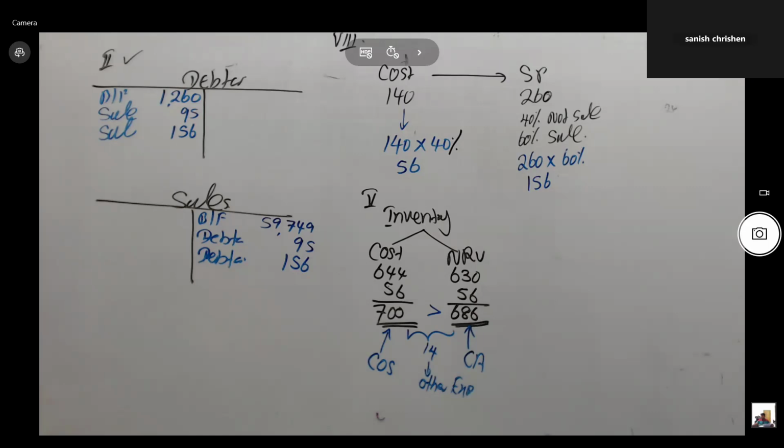Prepare bad debts account and allowance for doubtful debts account also. It has given balance allowance for doubtful debts also. You have to recognize under provision and over provision also.